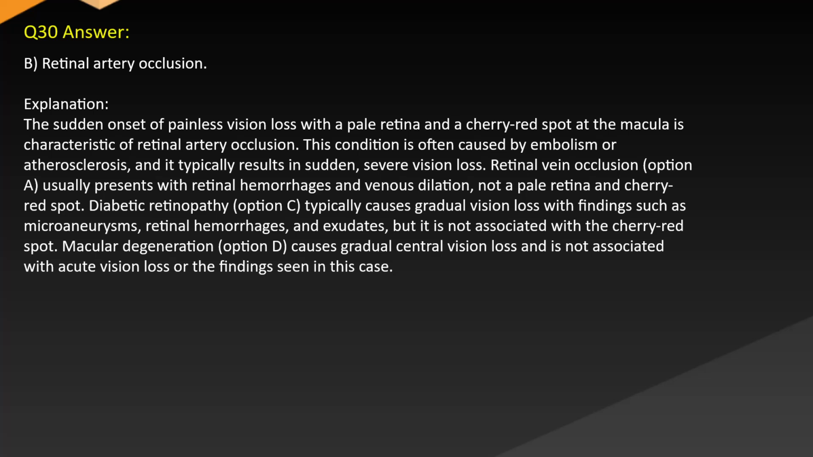Retinal vein occlusion, option A, usually presents with retinal hemorrhages and venous dilation, not a pale retina and cherry red spot. Diabetic retinopathy, option C, typically causes gradual vision loss with findings such as microaneurysms, retinal hemorrhages, and exudates, but it is not associated with the cherry red spot. Macular degeneration, option D, causes gradual central vision loss and is not associated with acute vision loss or the findings seen in this case.